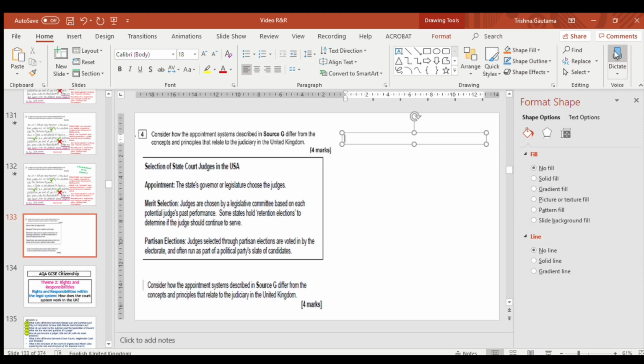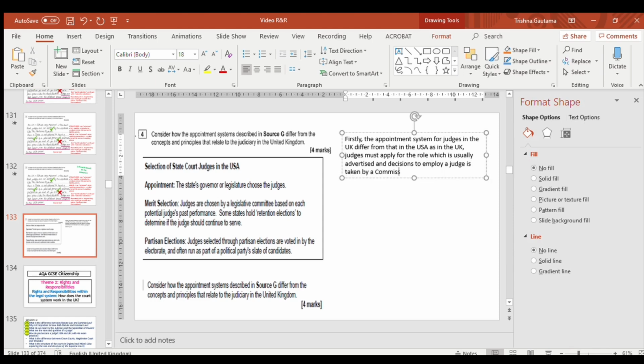So this is the type of answer that I would perceive to be a strong response, where someone is awarded the full 4 marks. Firstly, so that's our first connective, a sequencing connective, showing that we are sequencing our arguments. So this is our first argument. The appointment system for judges in the UK differ from that in the USA, as in the UK, judges must apply for the role, which is usually advertised, and decisions to employ a judge is taken by a commission.